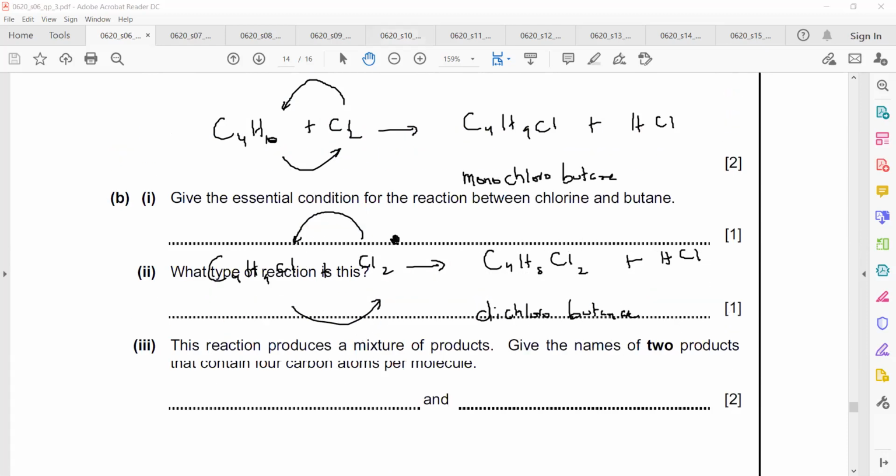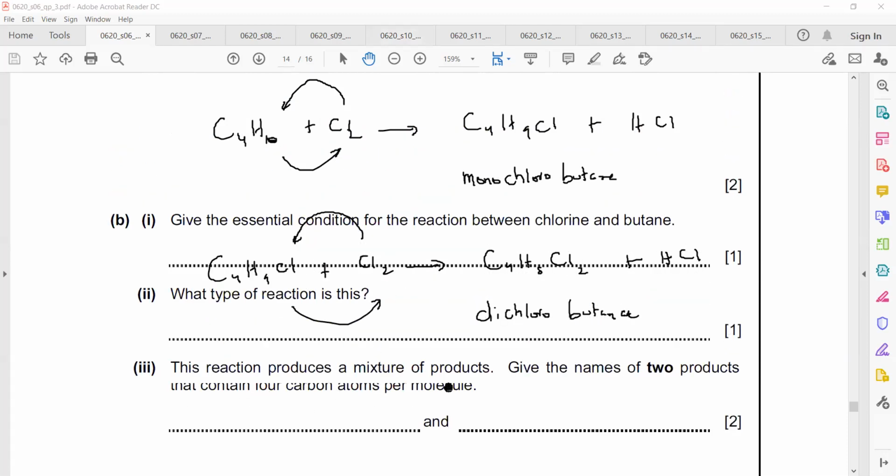The question says the reaction produces a mixture of products. Give the name of two products that contain 4 carbon atoms per molecule. So the first one is known as monochlorobutane, and the second one is known as dichlorobutane. And then there will be a third one, trichloro, but they did not ask for the third one. They only asked for two products that contain 4 carbon atoms per molecule. Is it clear, this part?